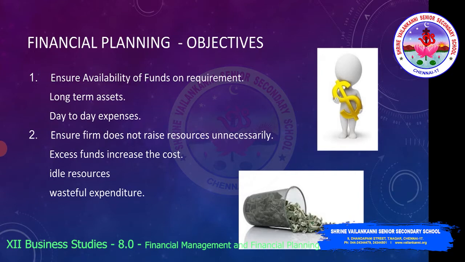Financial planning's objective is majorly two. One is ensuring availability of funds on requirement. That is, funds should be available at the time of requirement, either for purchasing long-term assets or for spending on day-to-day expenses. The second objective is to ensure the firm does not raise resources unnecessarily.